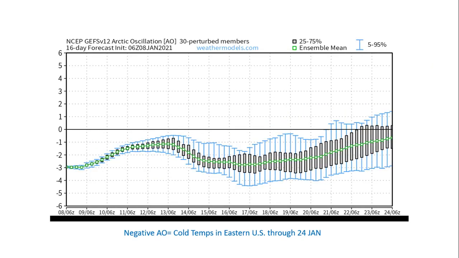And then finally, the NCEP GFS V12 AO. This is 30 perturbed members in this ensemble. The green line, again, represents the average, the ensemble average of all those 30 members, showing, again, a negative trend to the Arctic Oscillation through the 24th of January.